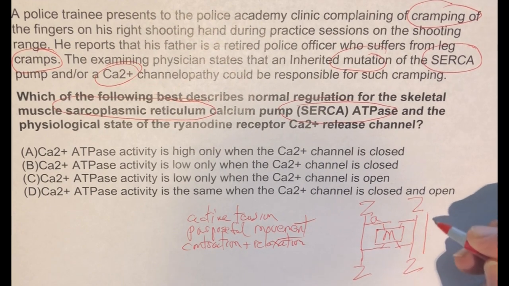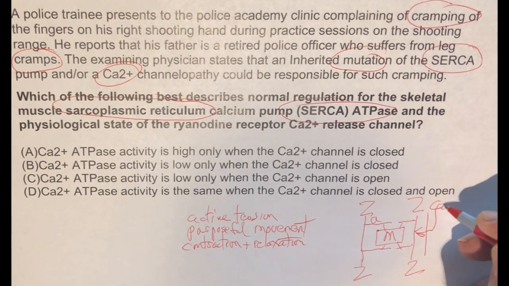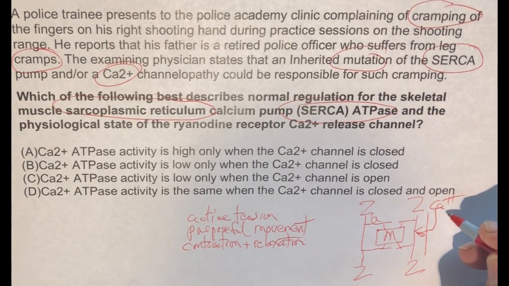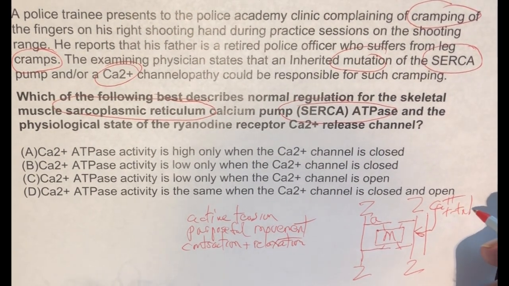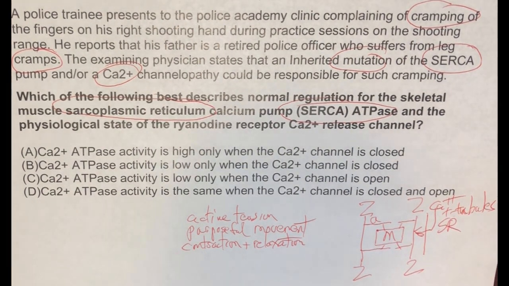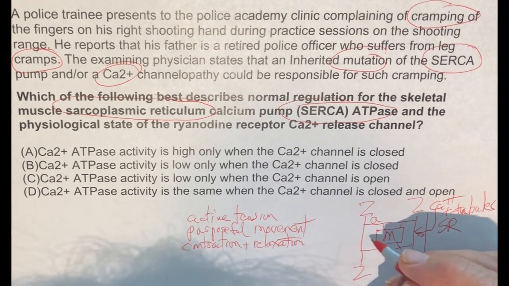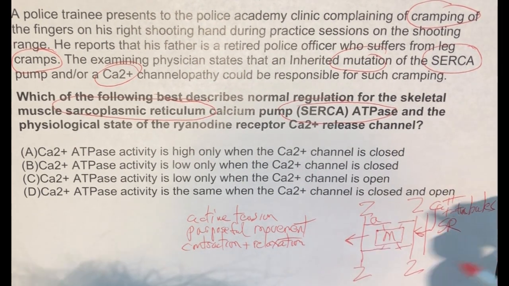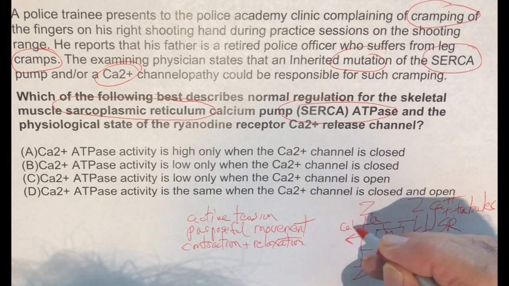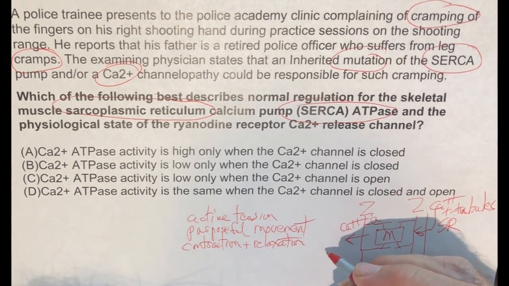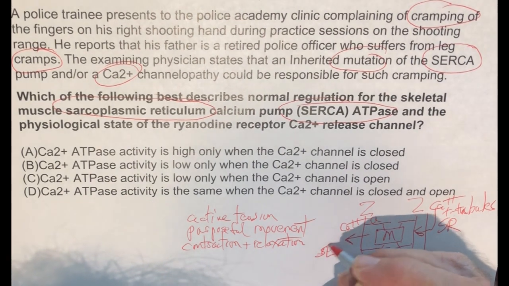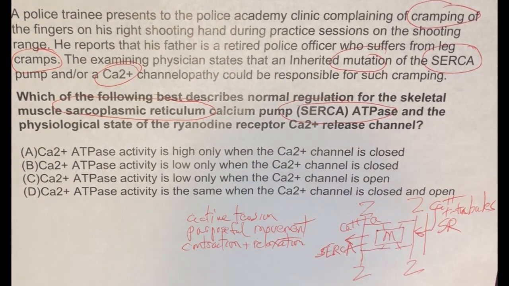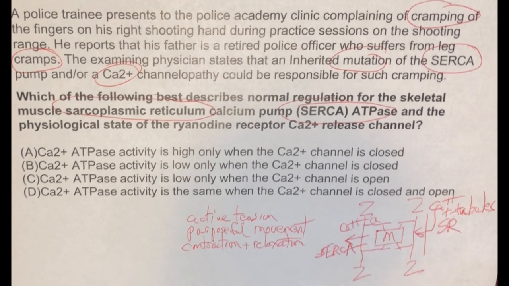Now, to make those cross bridges, we know we need calcium to come in through the T-tubules associated with the SR, the sarcoplasmic reticulum. And to get calcium out for relaxation, here's the calcium going out, we have a SERCA, a sarcoplasmic reticulum calcium pump, an ATPase for actively transporting the calcium out against its concentration gradient.